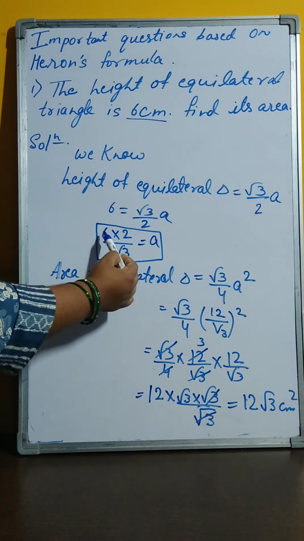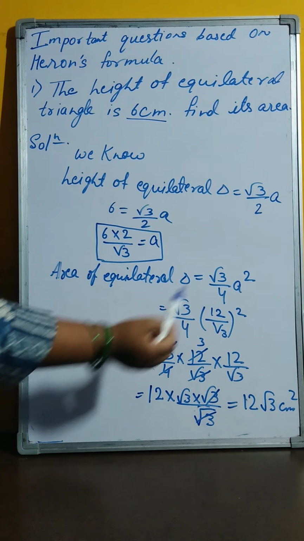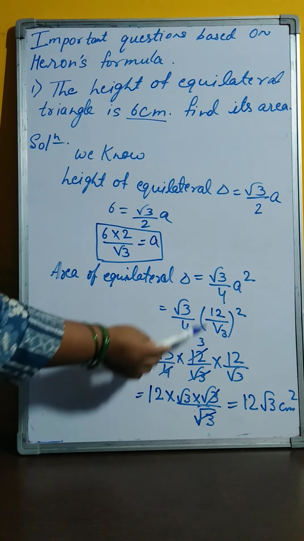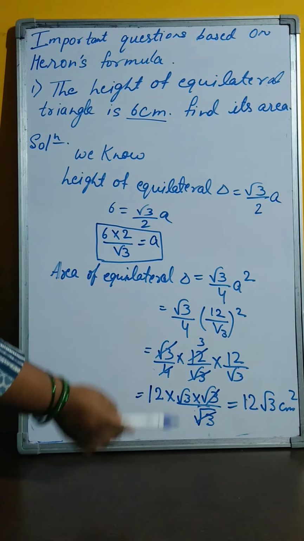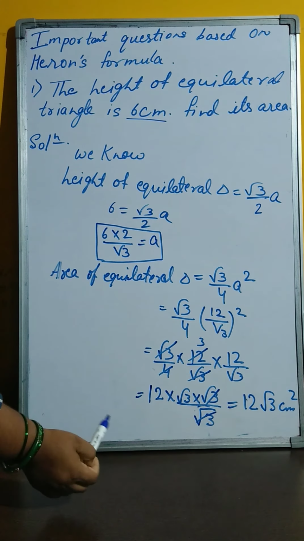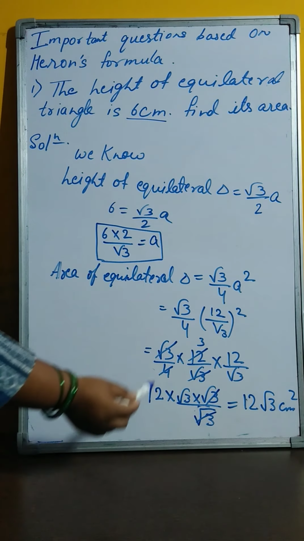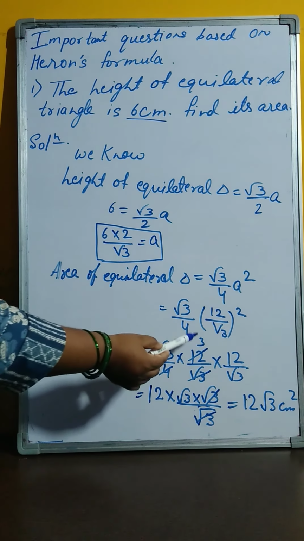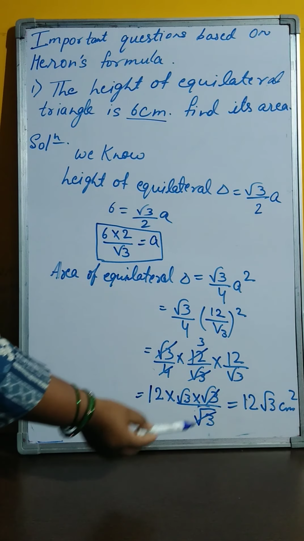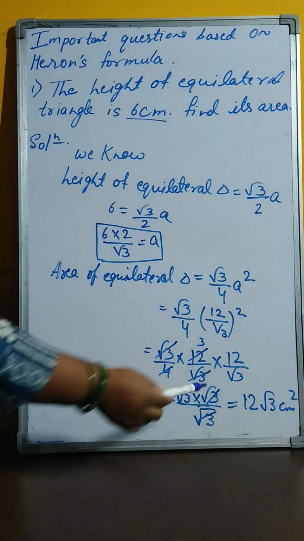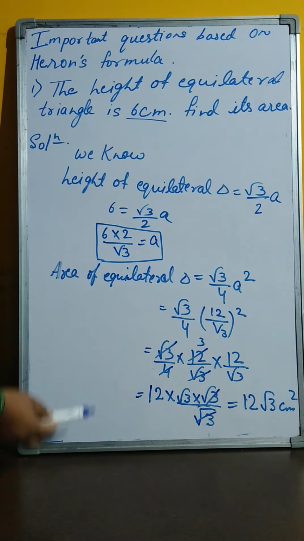So in the place of a we can put 6 into 2, 12 by √3, whole square. So 12 by √3 whole square is 12 by √3 into 12 by √3. And this √3 by 4 will be multiplied with this. √3 will get cancelled. This 4 and 12 can cancel, 1 and 3. So we have 12 into 3 by √3. This 3 can be written as √3 into √3 by √3. √3 can get cancelled. We are left with 12 √3 centimeter square. So the area of the equilateral triangle is 12 √3 centimeter square.